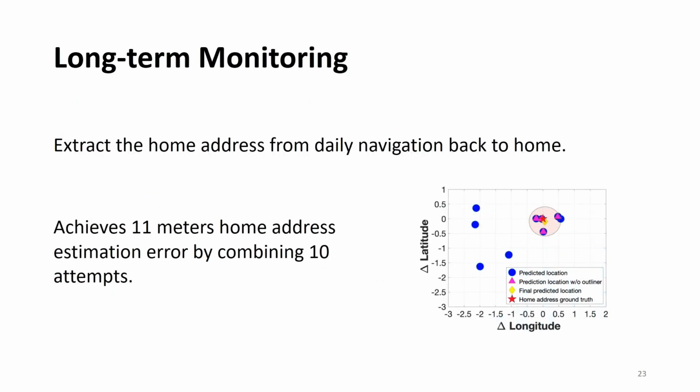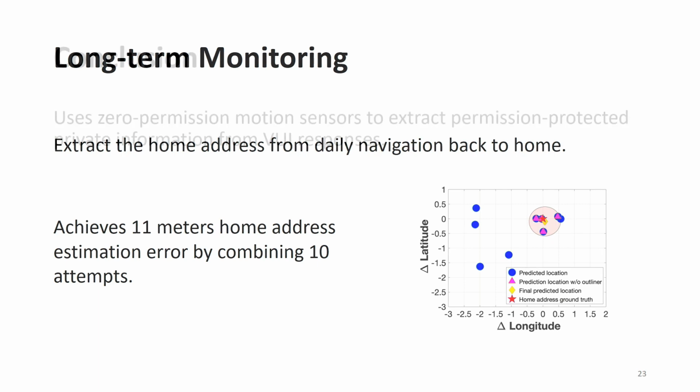Another example is extracting the home address from your daily navigation back home. We achieve an 11 meter home address estimation error by combining 10 attempts.